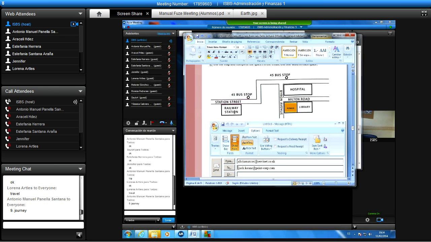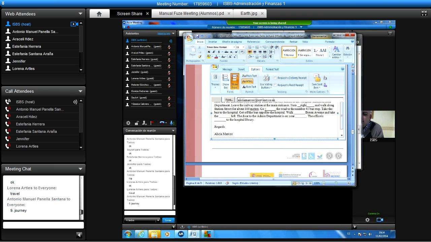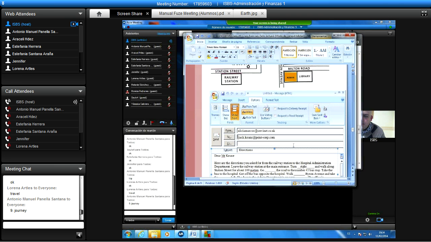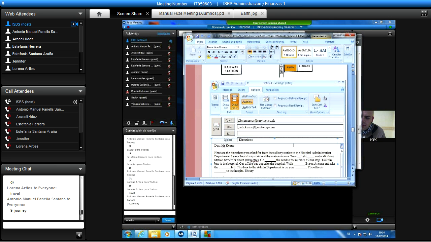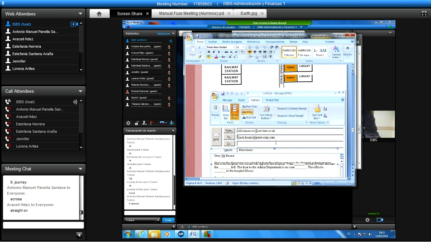So leave the railway station at the main entrance, turn right and walk along Station Street for about 100 meters. Go... Only one word. Go on the... It's not really go on, okay? What about the people at home? Los que están en casa, what did you write? Across. Across is more coherent here, okay?